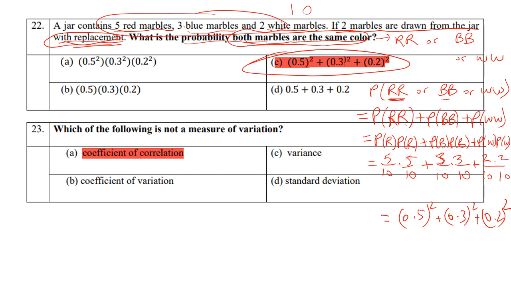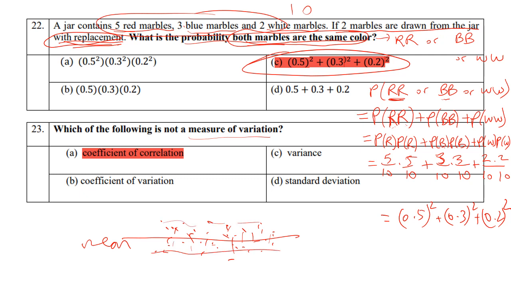Which of the following is not a measure of variation? A measure of variation means how the data is spread. So if you have the data, you look at the mean somewhere here, and you put all the data points here, and you are looking at how it's spread. The variation means how the data is spread.